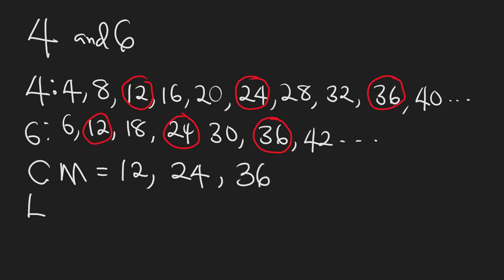And the lowest common multiple will be what? What is the least common multiple? Among the common multiples, the least one is what? 12, right? So the least common multiple in this case is 12. But there's a better way of solving this.